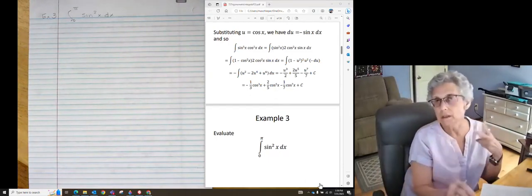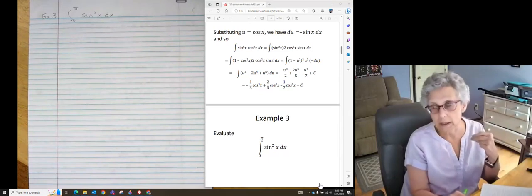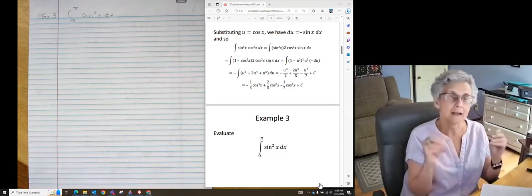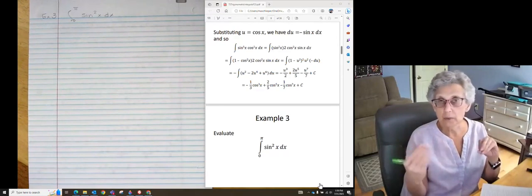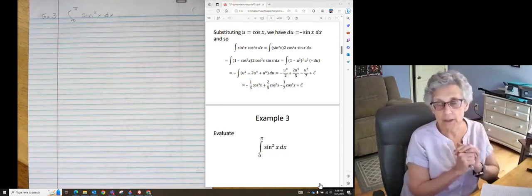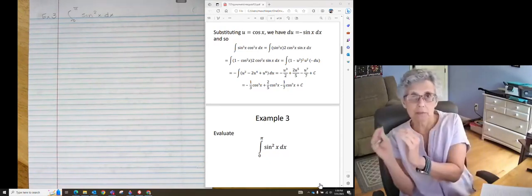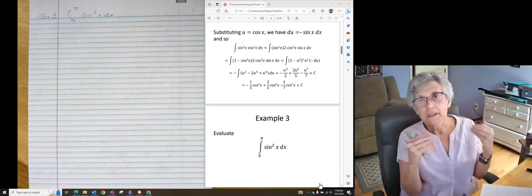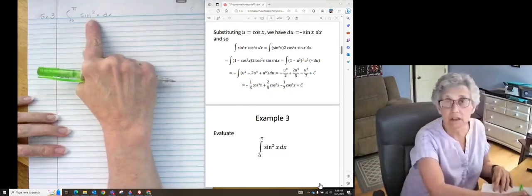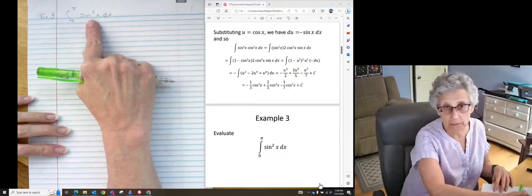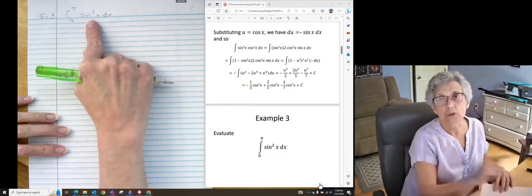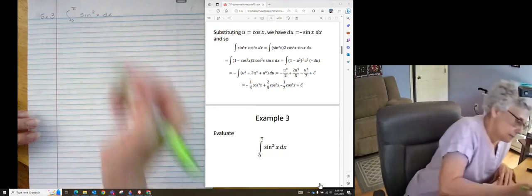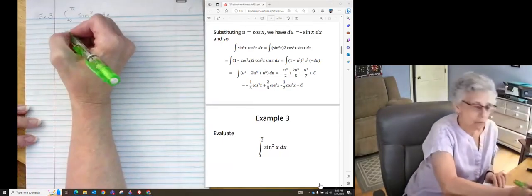Examples 1 and 2 require the Pythagorean identity because we had an odd exponent on one of our trig functions that we could pull off to be our du and use u substitution. This time we only have an even exponent on our trig function. So we're going to have to use the half angle identities. And I'm going to write them down.